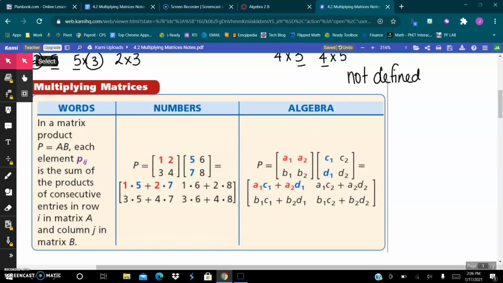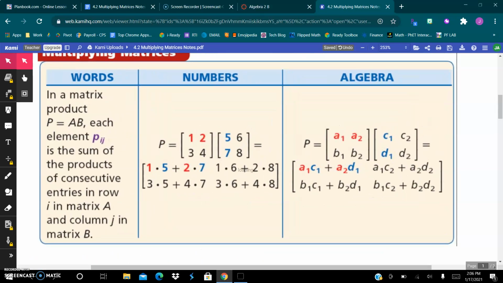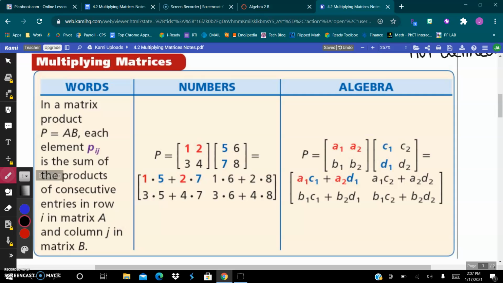All right, then we're going to look at multiplying matrices. I definitely suggest taking a couple of minutes and writing this down here, the algebraic version. That'll help guide you as you're doing your problems. So basically, you're going to take the first row, so your A1 and your A2, and you're going to multiply it by your first column in the other matrix. So you're going to do A1 times C1, and then you're going to do the second one, A2 times D1, and that's going to be your first term of your answer there.